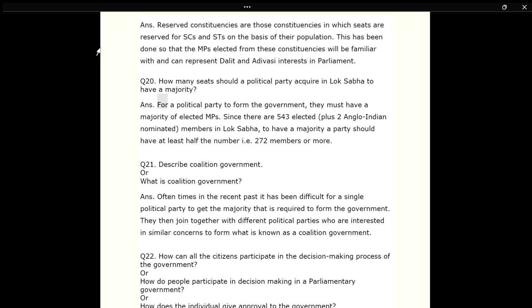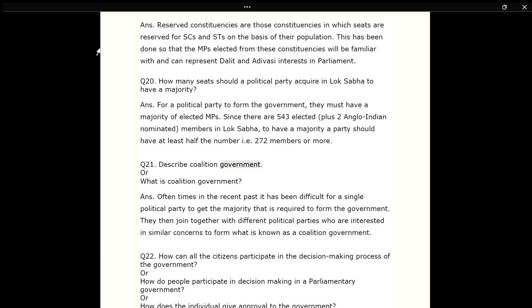Ans. For a political party to form the government, they must have a majority of elected MPs. Since there are 543 elected, plus 2 Anglo-Indian nominated, members in Lok Sabha, to have a majority a party should have at least half the number, i.e. 272 members or more.